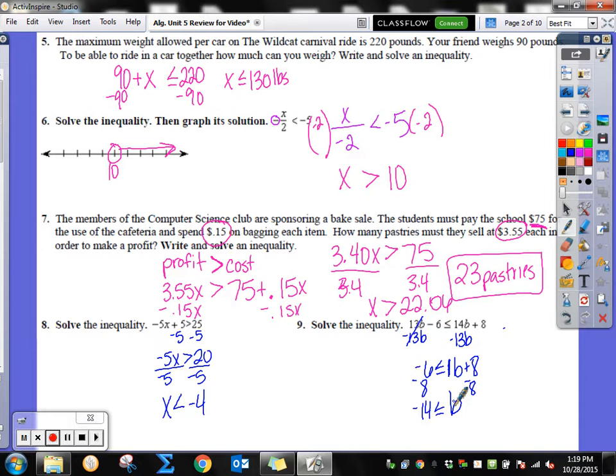Now we would need to rewrite our answer with the b on the left-hand side. So b, then I write my negative 14. Then I look to see that my inequality is pointing towards that negative 14. So when I rewrite it, it also has to be pointing towards the negative 14. So b is greater than or equal to negative 14.